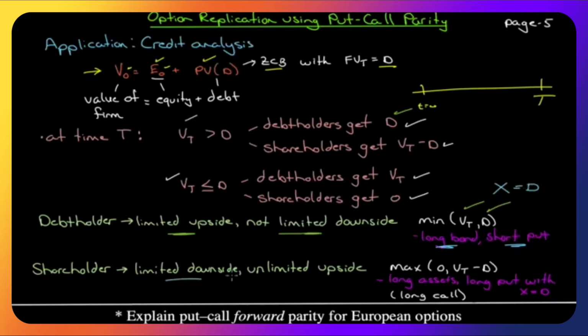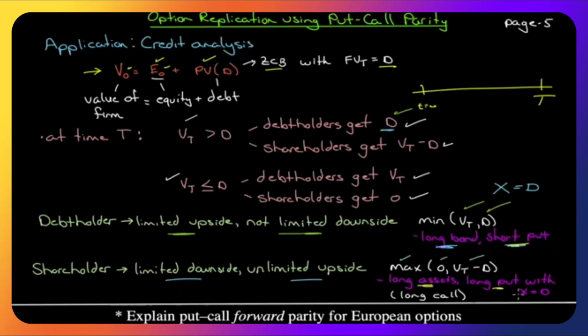The shareholder has limited downside because the most they can lose is the equity. But they have unlimited upside because if the company does really, really well, the bondholders don't participate; the best they can do is D, and shareholders get everything else. So the shareholders have a maximum of either 0 or the value of the firm minus the debt because they have to pay the debt. The shareholders are basically long the assets of the firm, and they are long a put. They are long a put, and the bondholders are short the put. They're long the put, which means if the value of the assets are less than the face value of the debt, they can put the assets to the debt holder and say, there you go, they're yours.